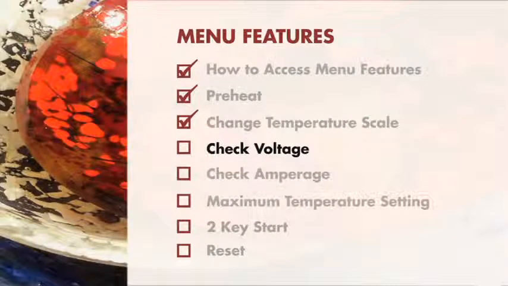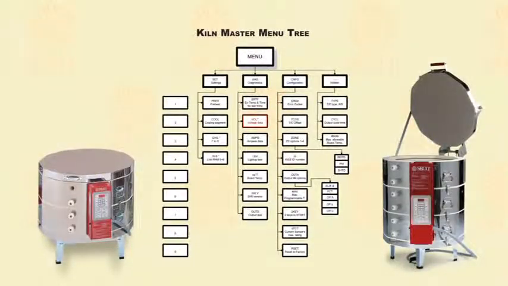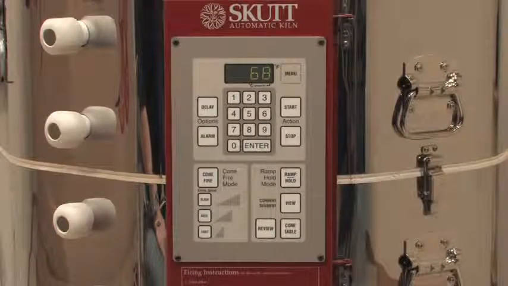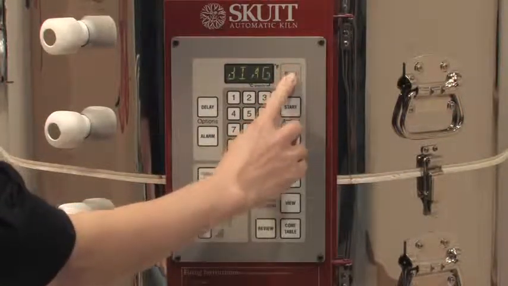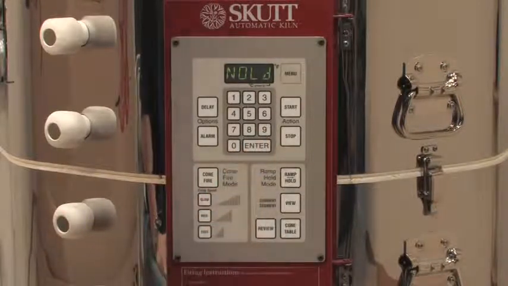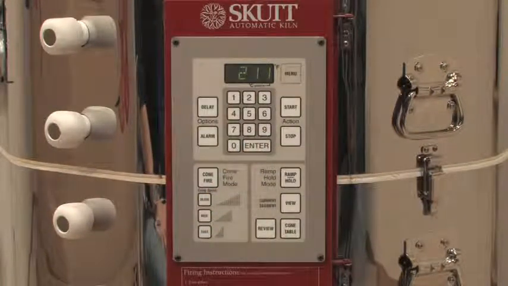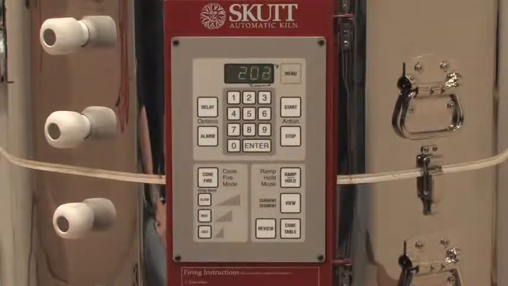Checking voltage. The voltage feature is used to test the voltage applied to your kiln. It tests the voltage first with the elements off, no load, and then again with the kiln on, or full load. To check the voltage, select VOLT from the Diagnostic submenu. The display will immediately show the no load reading. Write this number down and then press Enter to access the reading under load. After a few seconds, the display will revert back to the idle mode.